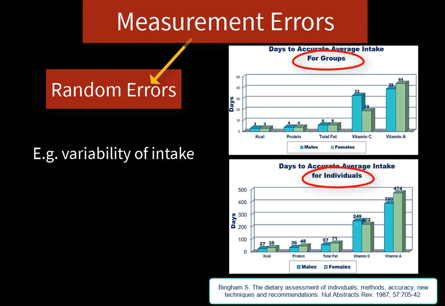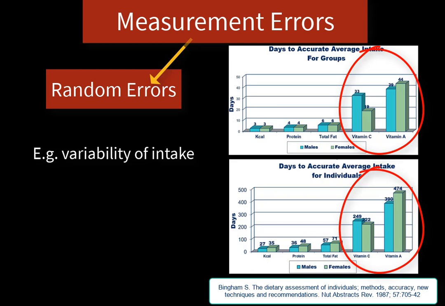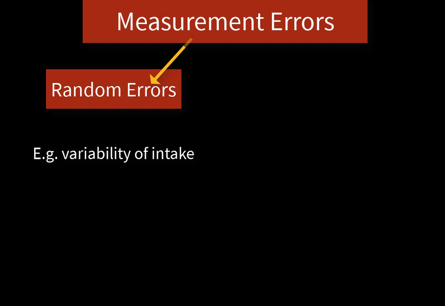For both of these, energy and macronutrients are less variable in foods, so it's going to take fewer days to get a true average. Micronutrient content in foods, however, varies widely, so it can take a very long time to get a true average intake of those nutrients. Collecting more days of intake can help reduce the random measurement errors, but it isn't very helpful for systematic errors.